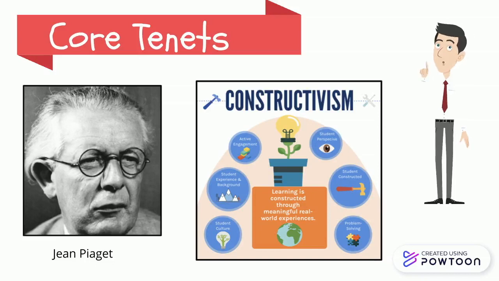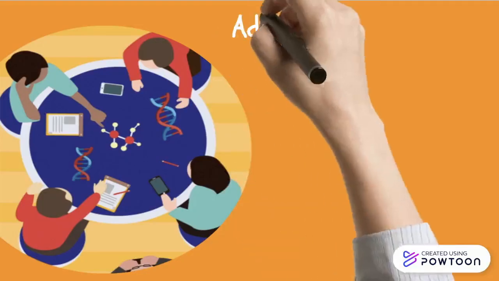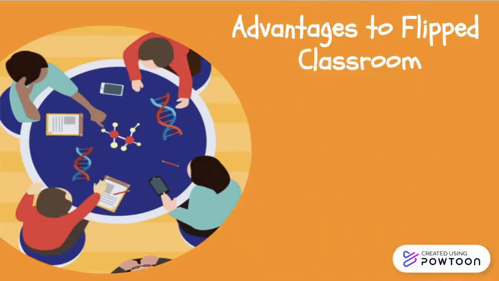While there exists no universally standardized approach to implementing a flipped classroom, at its core, the flipped classroom is rooted in the constructivist learning theory. Advocates of constructivism argue that learners actively construct knowledge through engaging in authentic learning tasks, and sense-making is supported through social interactions with peers. So why should teachers flip to flipped classroom?